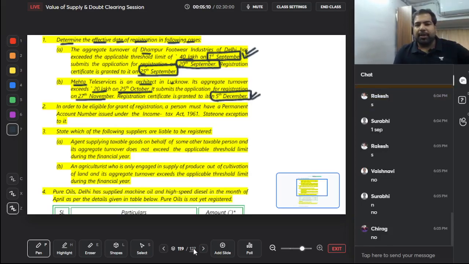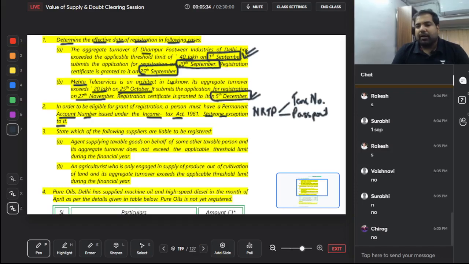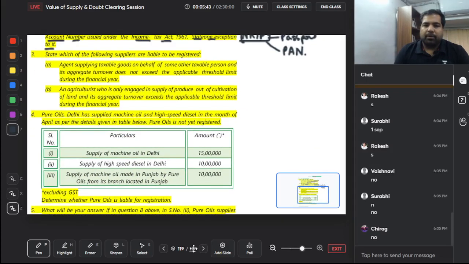In order to be eligible for grant of registration, a person must have a permanent account number issued under the Income Tax Act, state one exception. Guys, yes, you need a PAN number, but one exception is NRTP. So let me tell you, what does NRTP require to register? NRTP will require its foreign tax numbers. NRTP will require the passport details of the person who's representing and coming from abroad, and they will require the PAN number of their India representative. This is what the NRTP will require. They will not require their own PAN number.